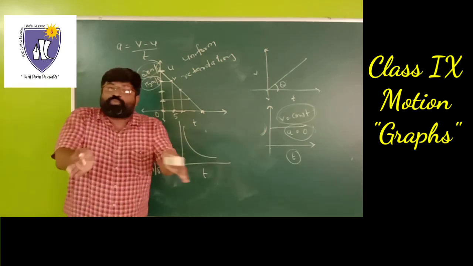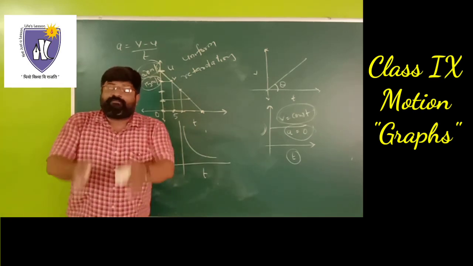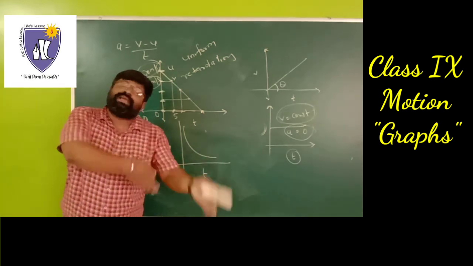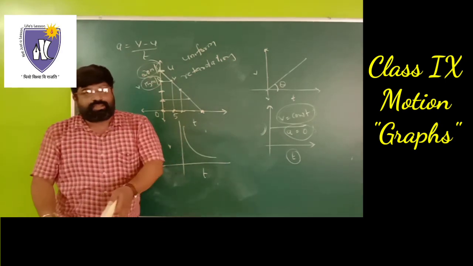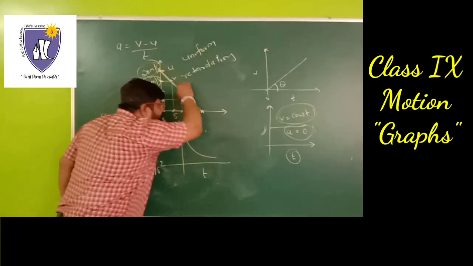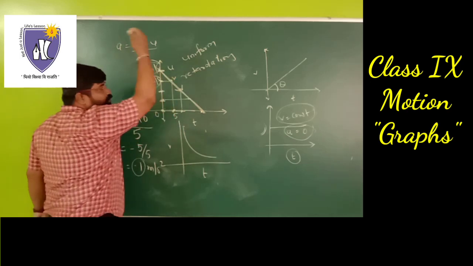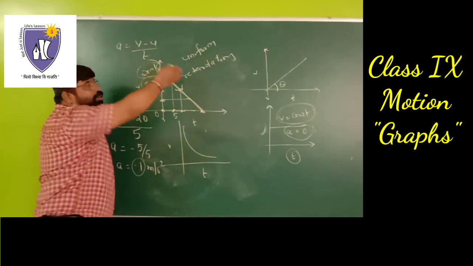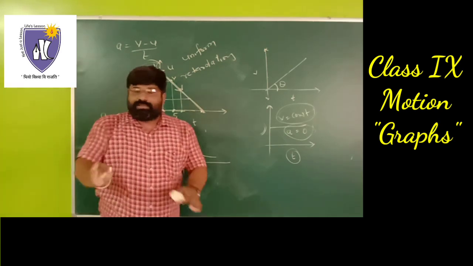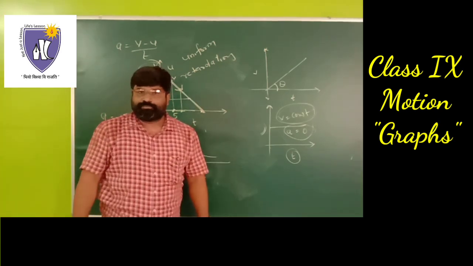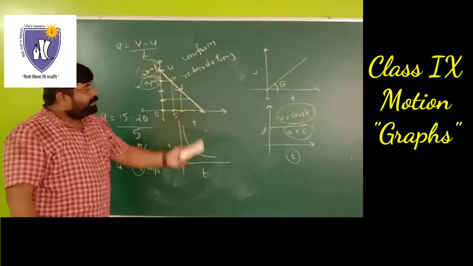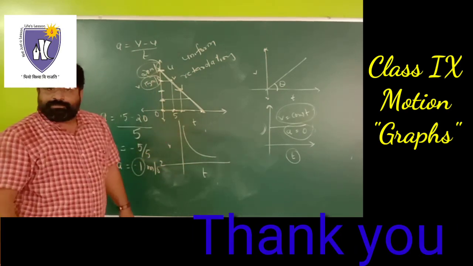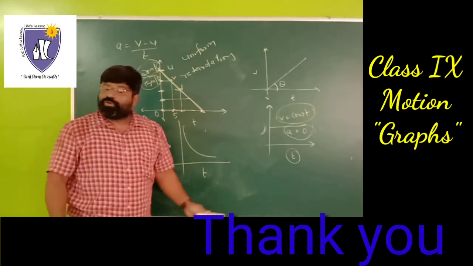So don't get confused with the terminologies. Whether it is retardation or deceleration or negative acceleration, whichever you write, you have to describe this graph as uniform retardation or uniform deceleration, or that the object is uniformly giving negative acceleration. So this is another type of graph which is asked. I hope you got this point.